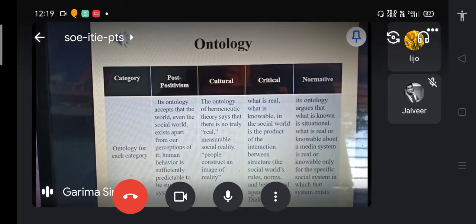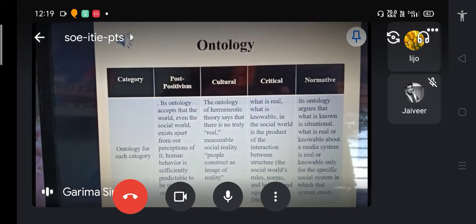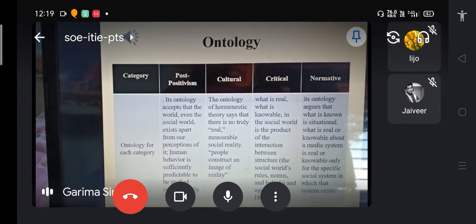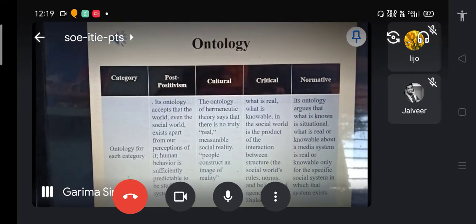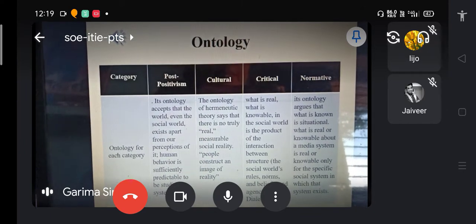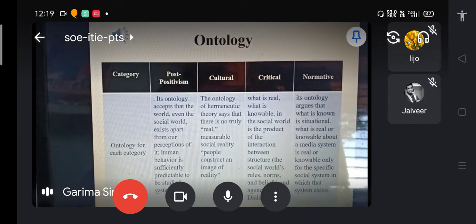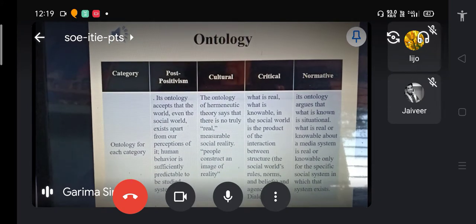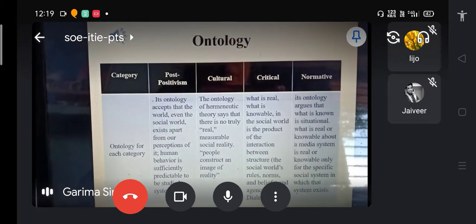So the reality for the critical researcher right now in our country would depend on the interaction between the system and how the people are reacting. So you can understand that the reality will differ, because every time the system that you select will be different, and every time how the people behave towards it will be different.